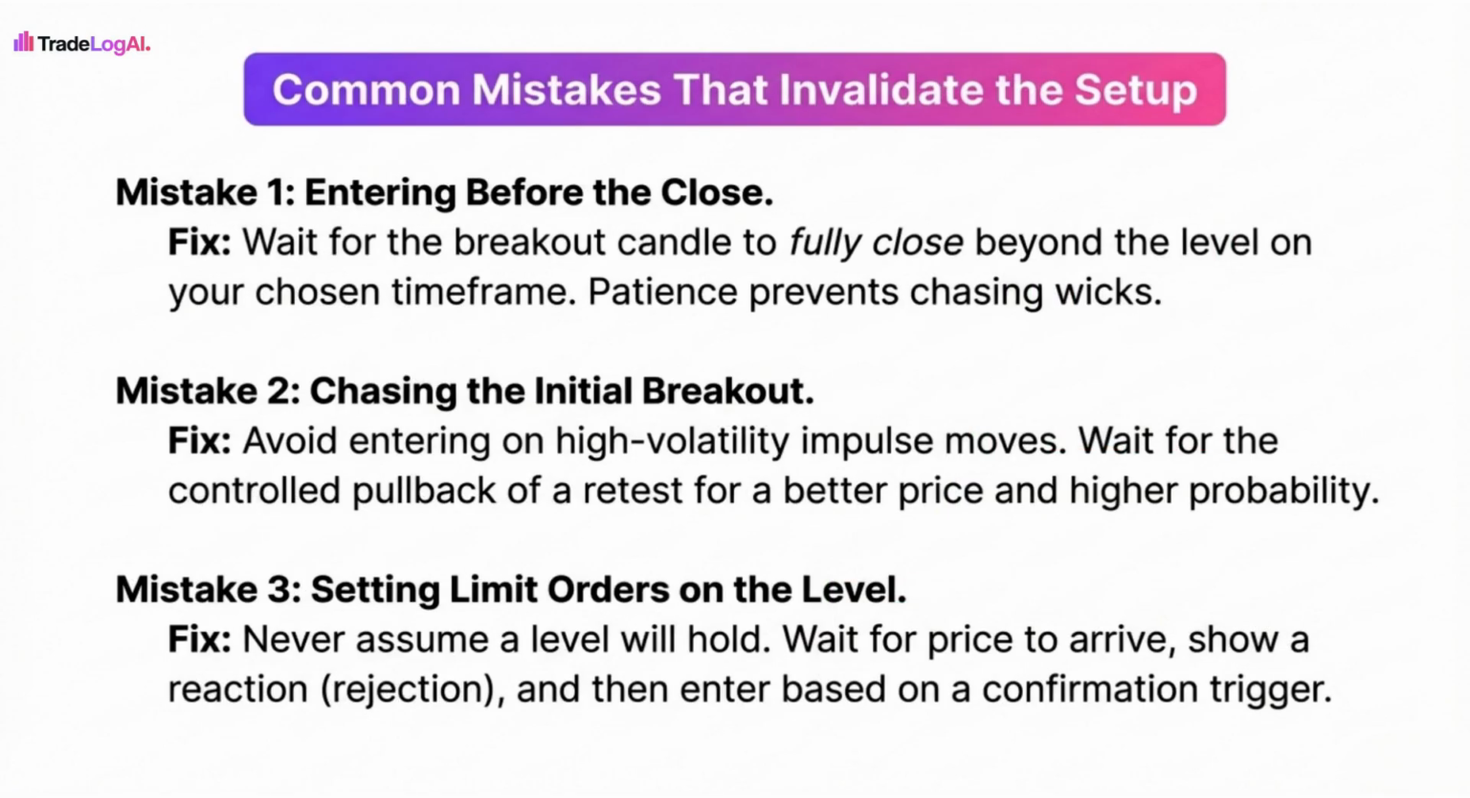Mistake 1. Entering before the close. This is how you chase wicks and buy traps. Fix. Wait for the candle to close beyond the level. Mistake 2. Chasing the initial breakout impulse. Fix. Let price come back for the controlled pullback and retest. Mistake 3. Placing blind limit orders on the level. Fix. Demand reaction and confirmation, then enter.